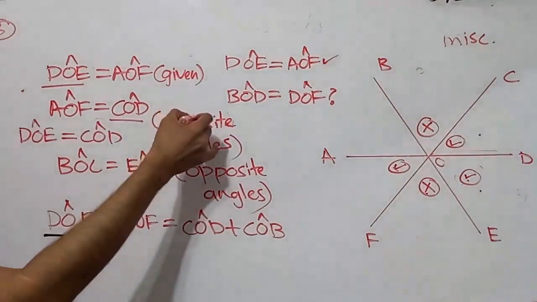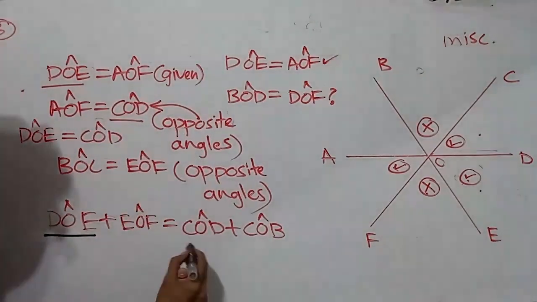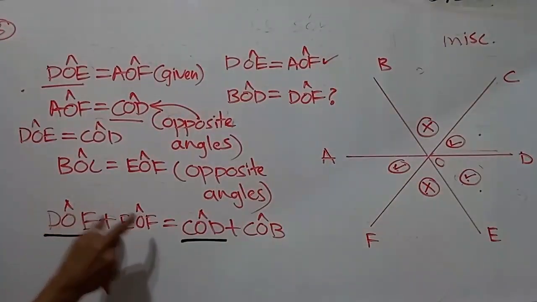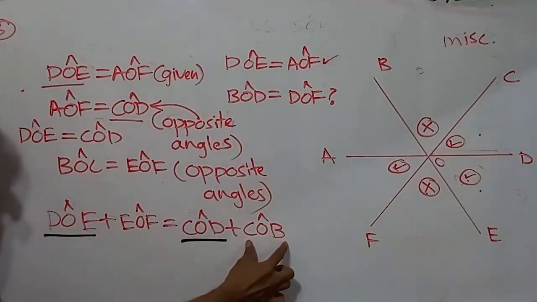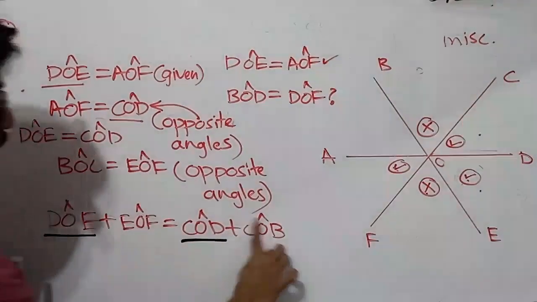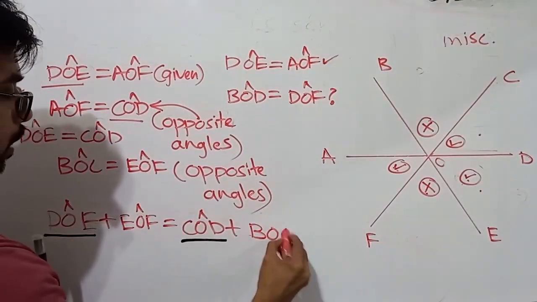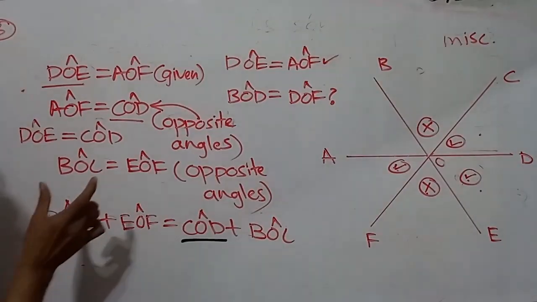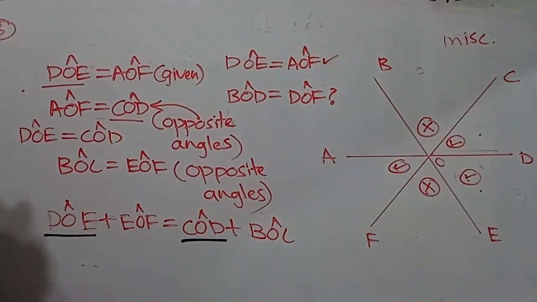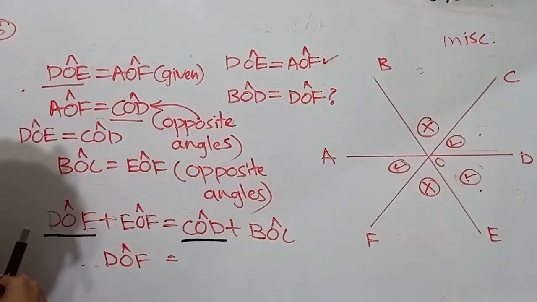This is what is called opposite angles. So therefore DOE is equal to COD and in the same manner EOF is equal to COB, that is BOC. So DOE plus EOF, what is that? DOF. So this is DOF. COD plus BOC, what is that? BOD.